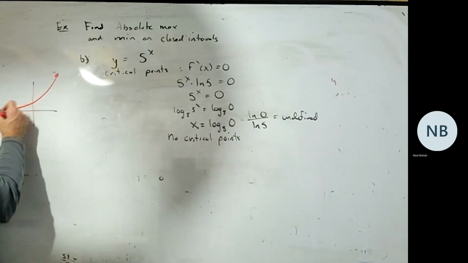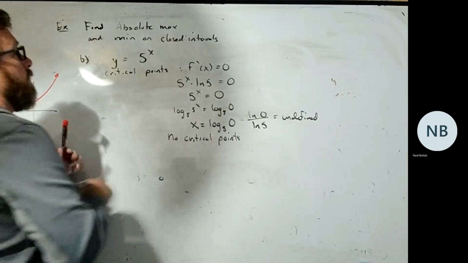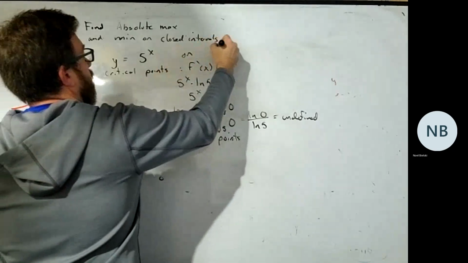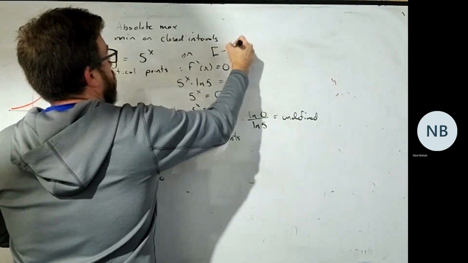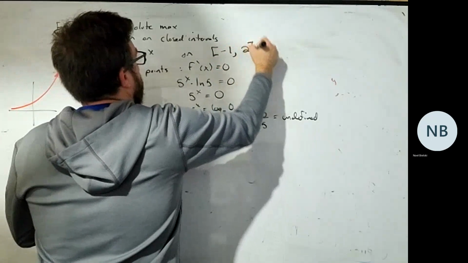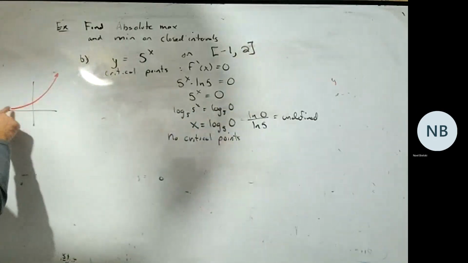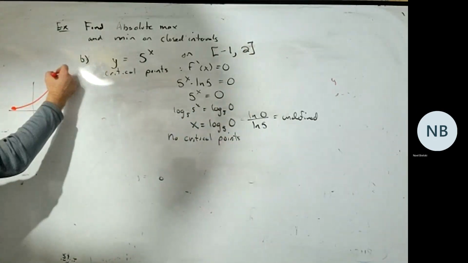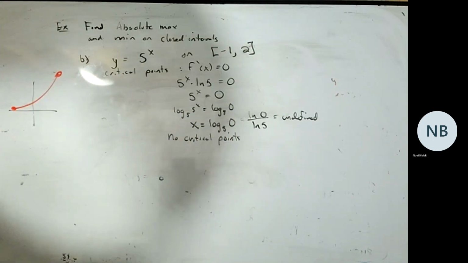It's an exponential function. Let's go from -1 to 2. So if I went from -1, let's say this is -1 all the way to 2, it looks like that.